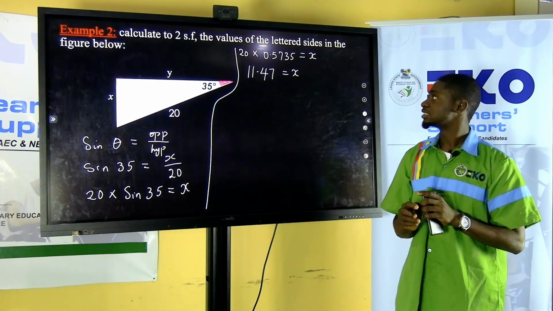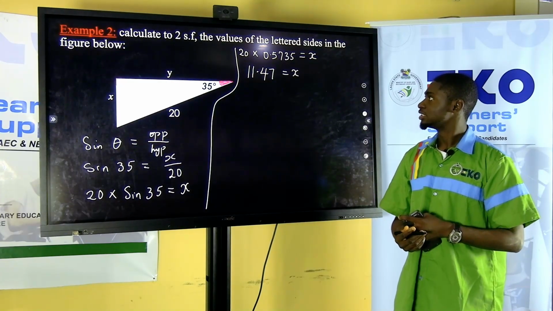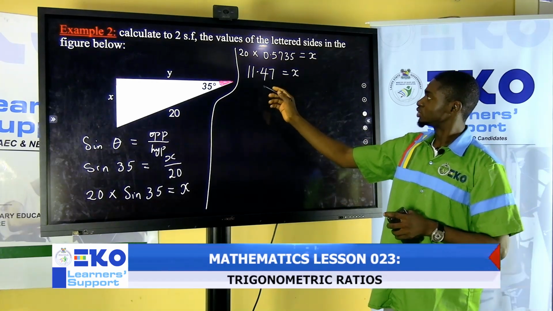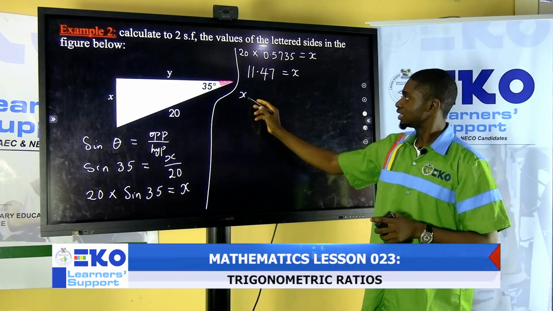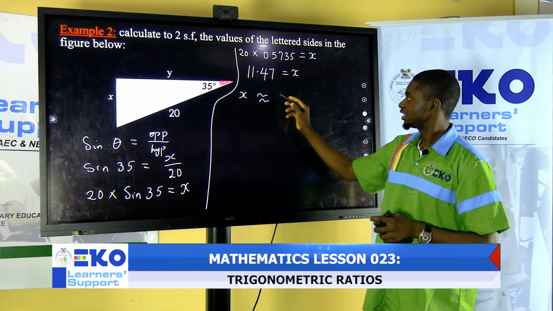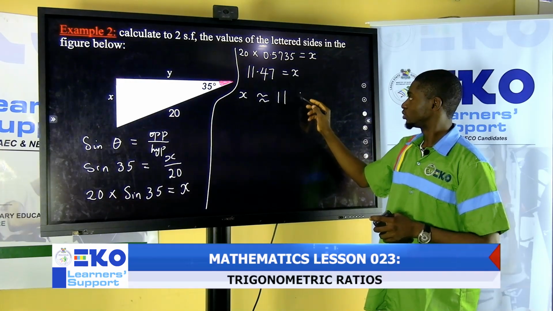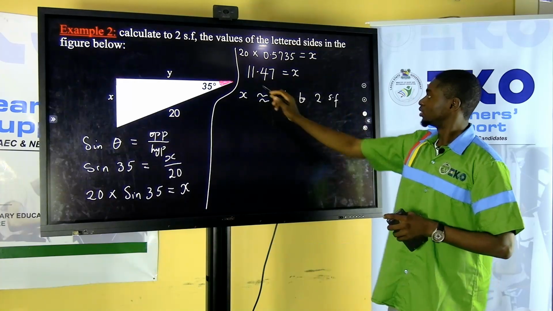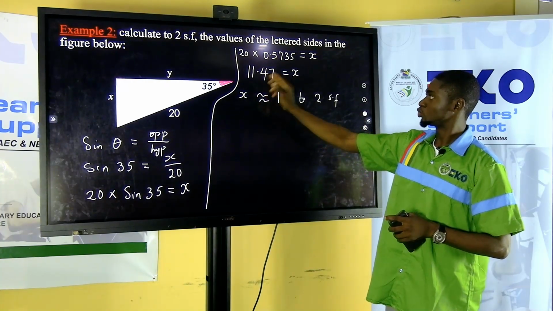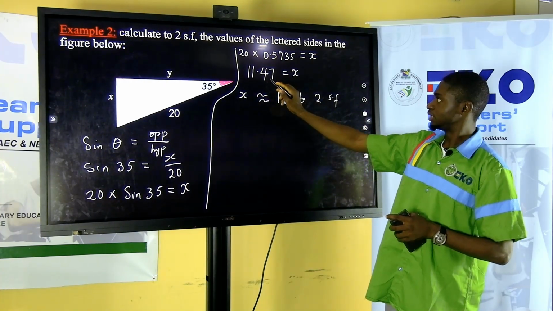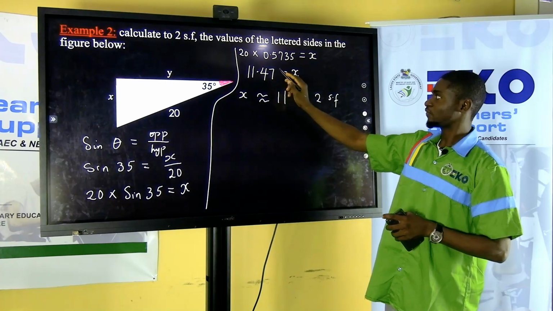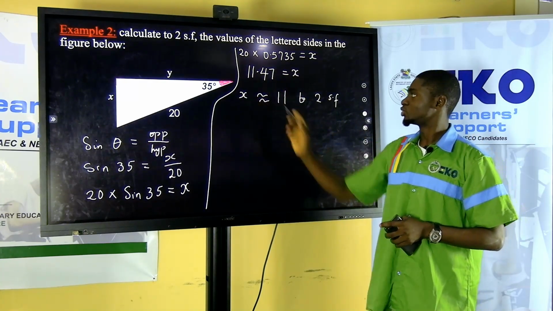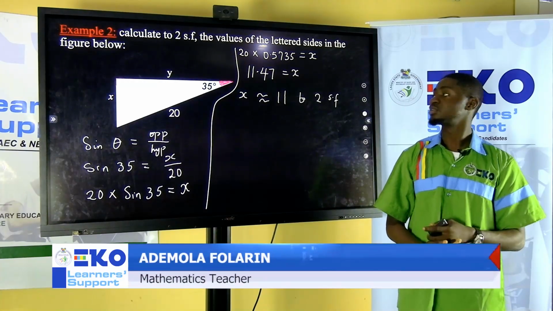Students often find this confusing. Significant figure. So you approximate it totally. x is approximately 11 to 2 significant figures. This is 1 significant, 2 significant. This is becoming 3 significant, 4 significant. So here we approximate it to 2 significant figures.